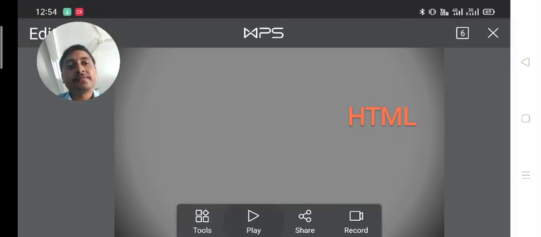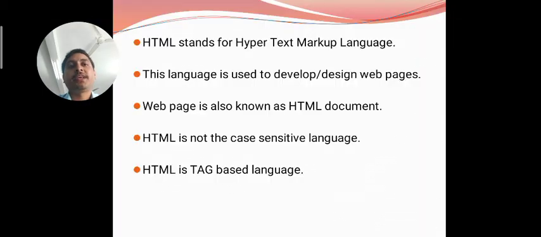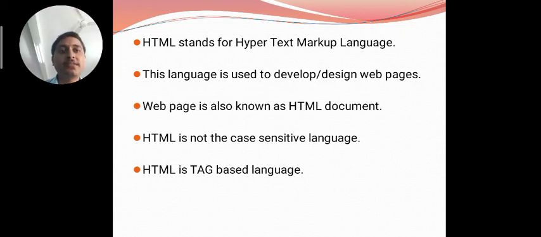Whatever web pages we are able to see and access, those web pages are written in a particular language. That language is known as HTML, and the full form of HTML is Hypertext Markup Language. Okay, let's see. HTML stands for Hypertext Markup Language. So we can assume that HTML is a language. It is not a programming language, it is a markup language.